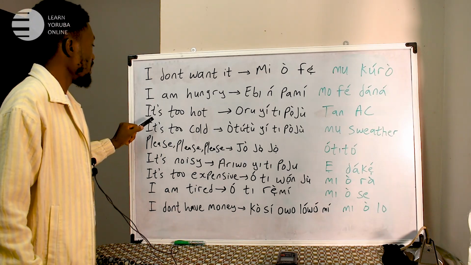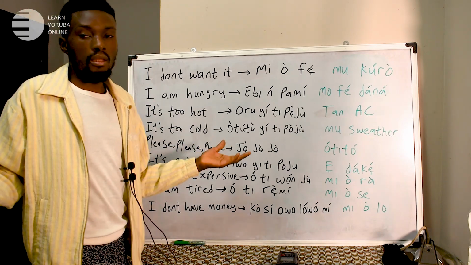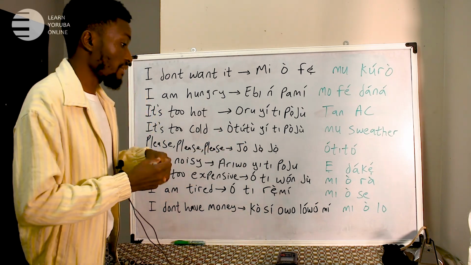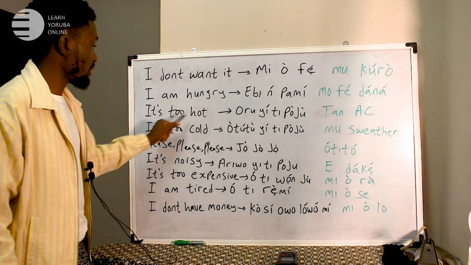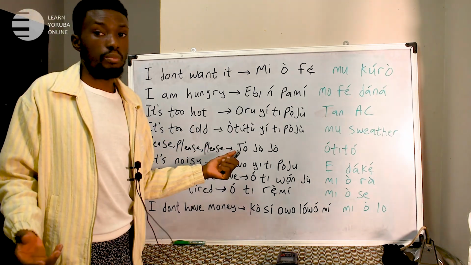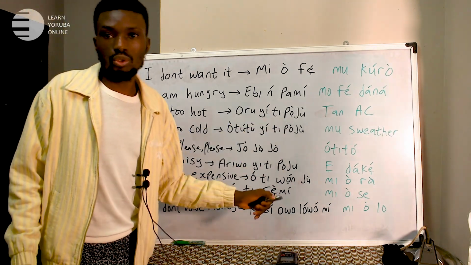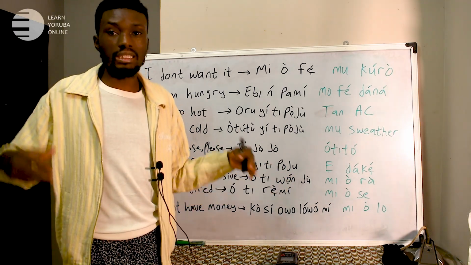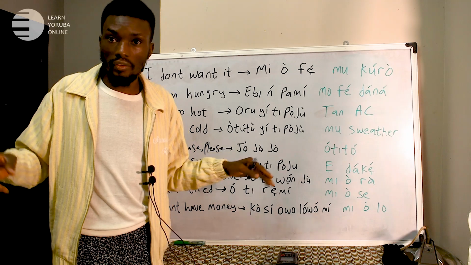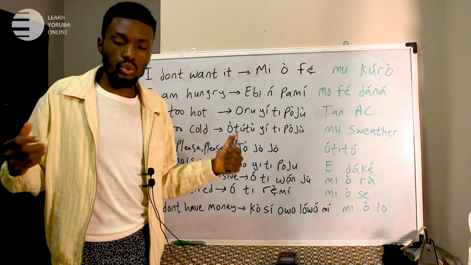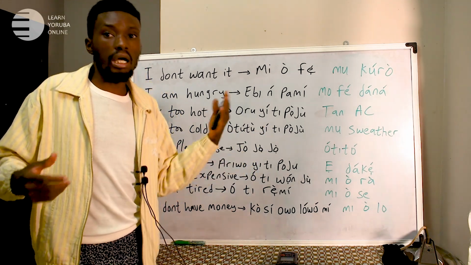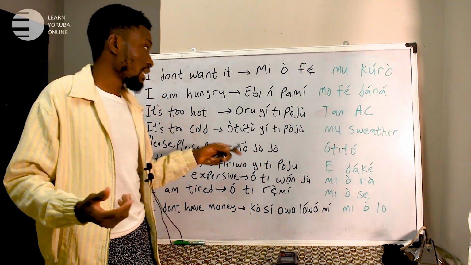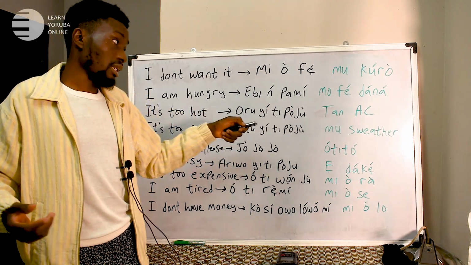So we also have it's too hot. Maybe the temperature, the weather, or whatever it is. So it's too hot. And Yoruba will say oru yi ti poju. So Yoruba is more of a descriptive language. You describe what is actually occurring, like, okay, what is happening. So you describe how much it is or how low it is. So the Yoruba is more descriptive in its language. That's why we say ebi npami, that is I'm hungry.